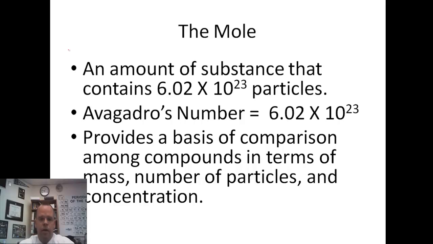That number, 6.02 times 10 to the 23rd, is an important number to have memorized for this course and is known as Avogadro's number. And we can now use that mole to compare any two compounds or elements in terms of mass, number of particles, concentration, and a number of other conversions that we can do once we get to balanced equations.